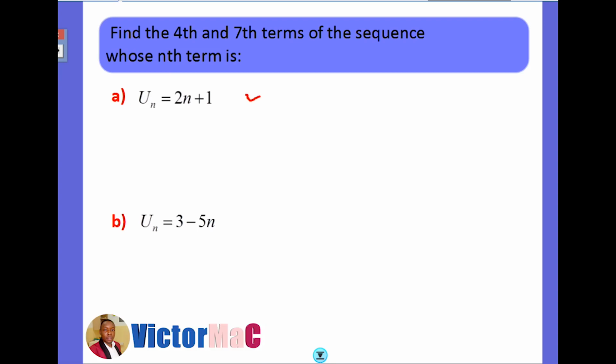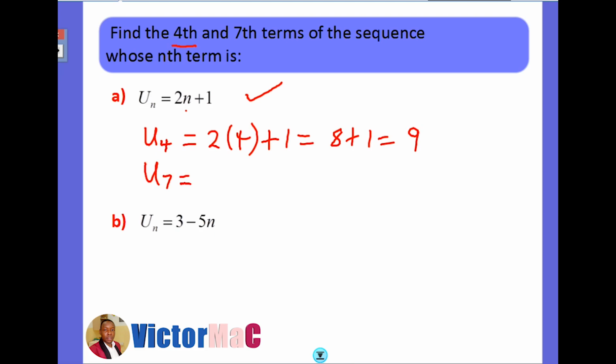Now, the terms of a sequence can be generated with this formula. We're finding the fourth term, which means you just put your n, the subscript n, as 4. When we solve this, we're going to have 2 times 4 plus 1, by putting n as 4. So 8 plus 1, we're going to have 9 as the fourth term.